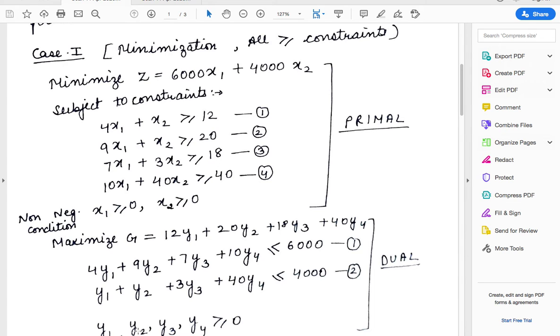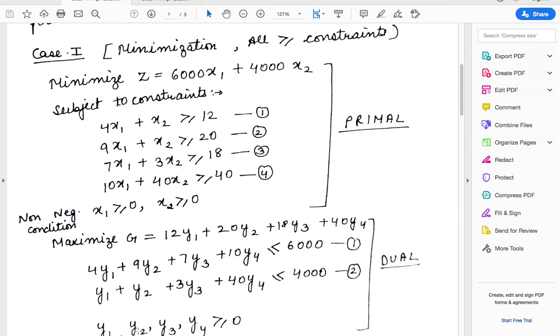You can see in the primal there are two variables, x1 and x2. If there are two variables in the primal, there will be two constraints in the dual. You can see there are two constraints in the dual problem. What are these two constraints? 4y1 plus 9y2 plus 7y3 plus 10y4 less than or equal to 6000, and the second is 1y1 plus 1y2 plus 3y3 plus 40y4 less than or equal to 4000. So if there are two variables in the primal, there will be two constraints in the dual.